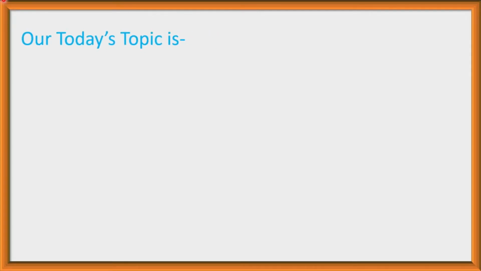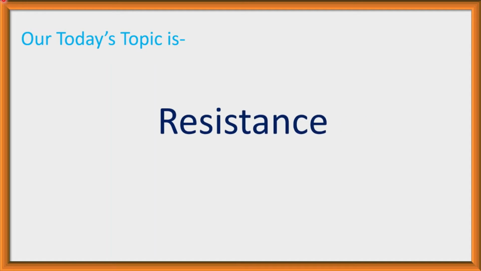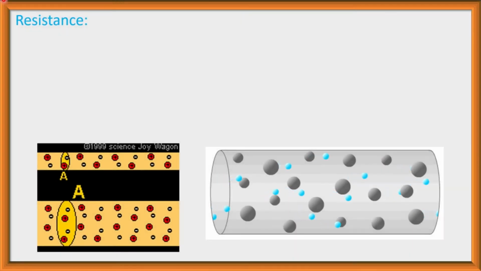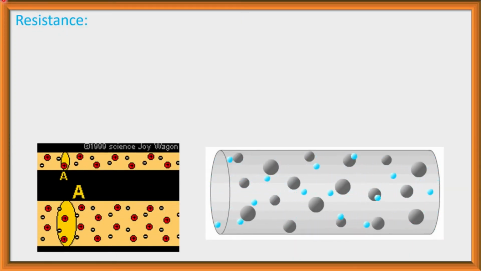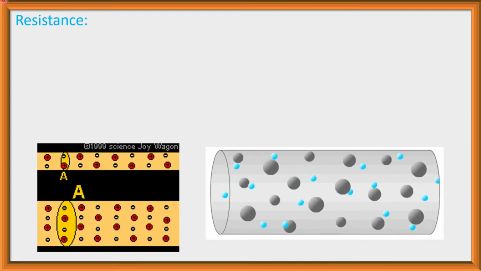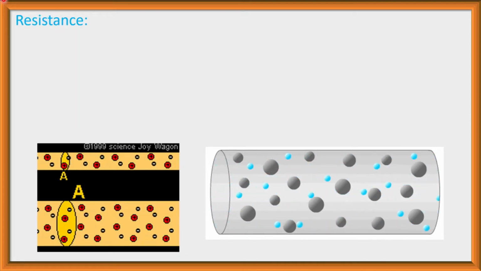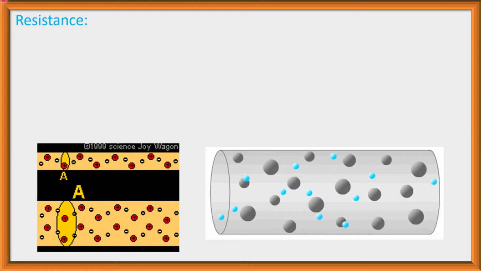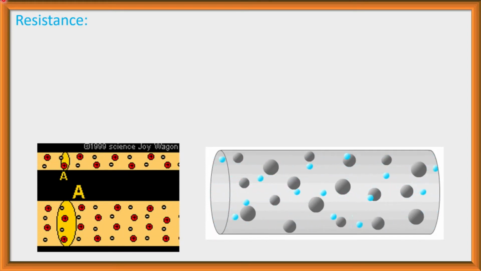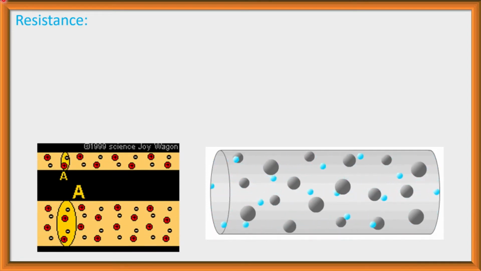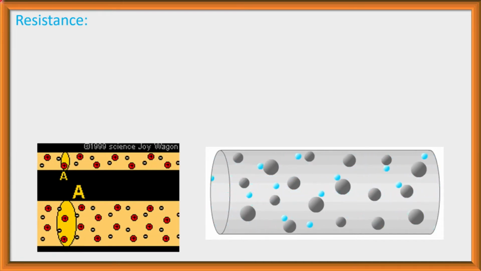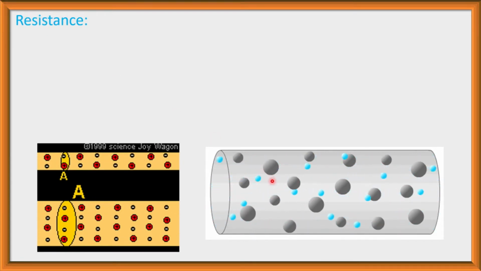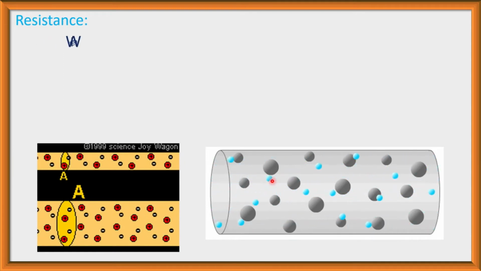Our today's topic is resistance. Let's start now. Resistance is a property of a conductor, and due to this resistance, electric current flowing through the conductor is resisted. That means resistance is a property of the conductor.